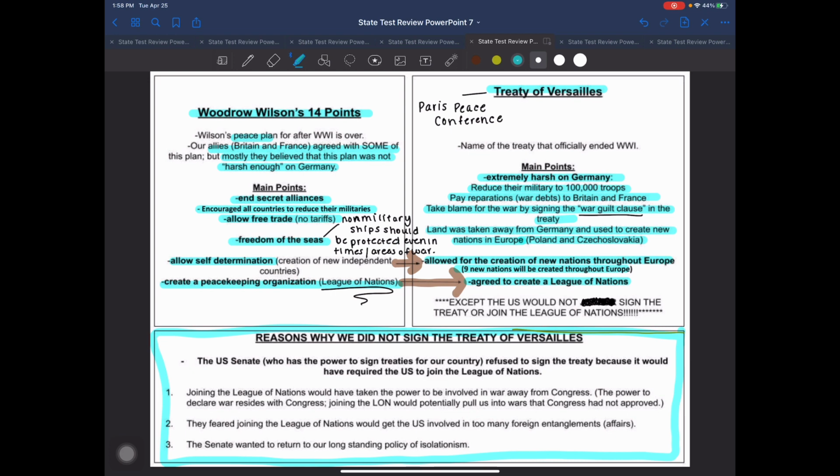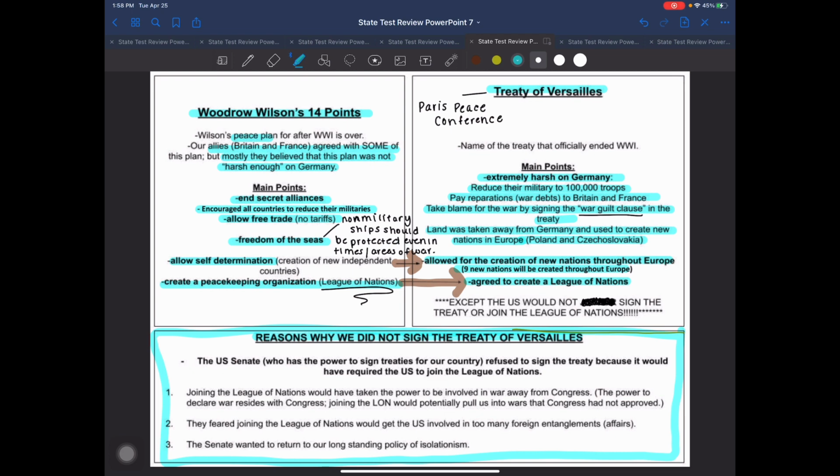Because signing treaties does not necessarily fall into the hands of the President of the United States of America. The Senate, which is part of Congress, they are the ones who have the power to sign treaties for our country. So when they sit down and look at this treaty and what it will require from everybody who signs, they don't like what they see. All right. So this whole box, reasons why we did not sign the Treaty of Versailles. Number one issue was with the League of Nations.